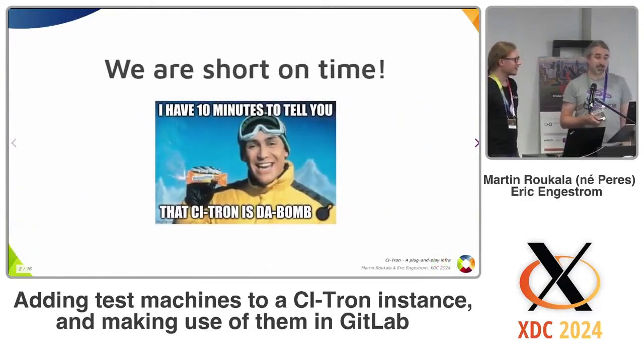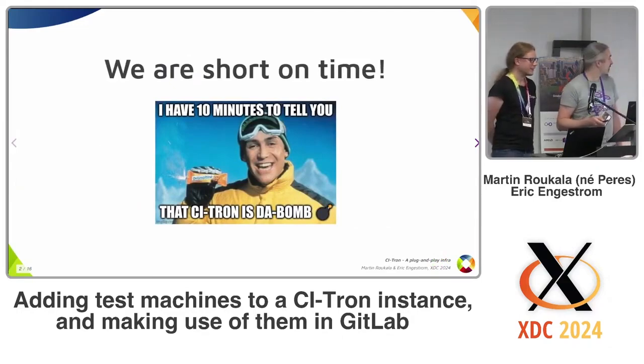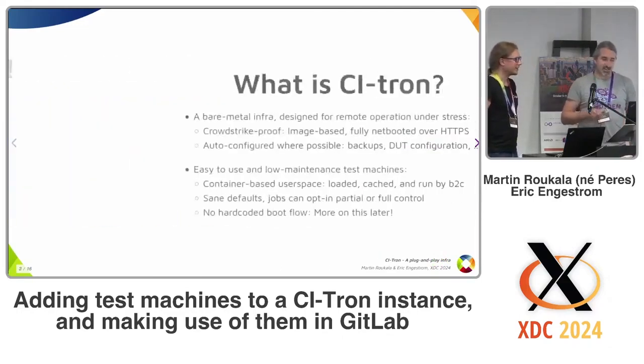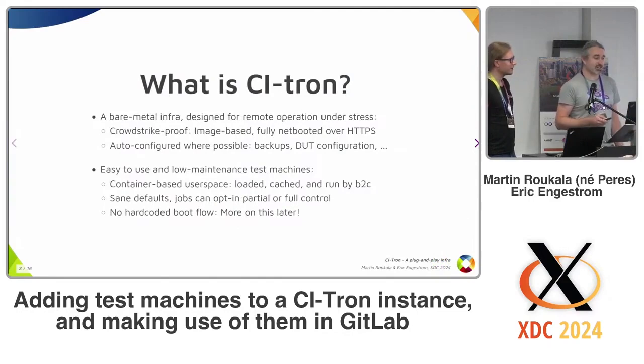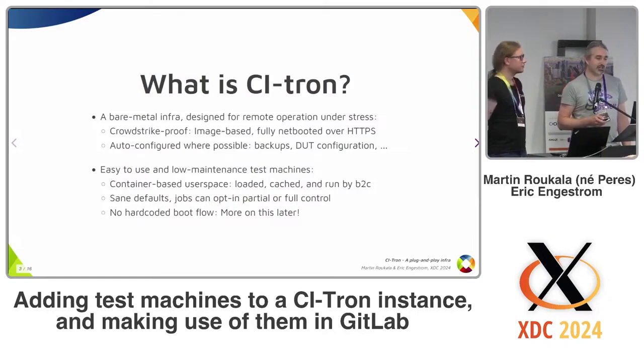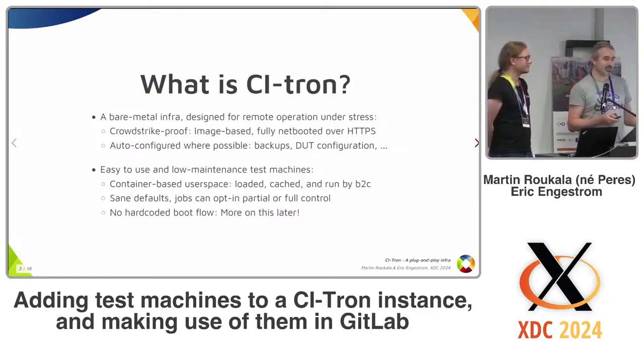We have 10 minutes to tell you how good CI-Tron is. Here we go. So what is CI-Tron? It's a bare metal infrastructure that has been designed for people who are under some stress, as in, you need to maintain a farm, so you're under stress. We want to avoid a situation like CrowdStrike, where the machine just doesn't boot anymore reliably.